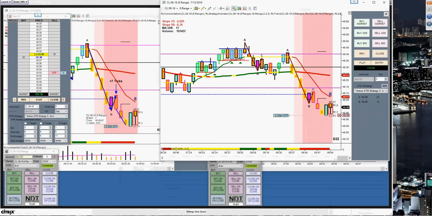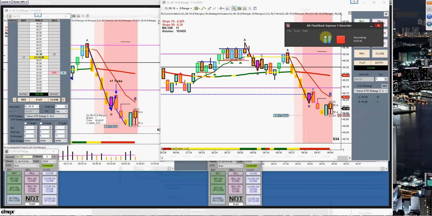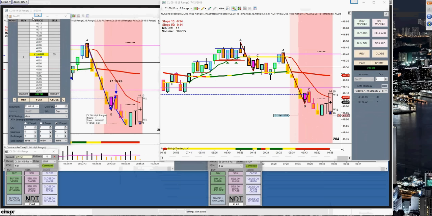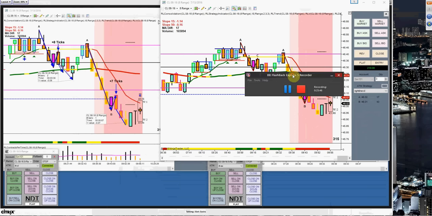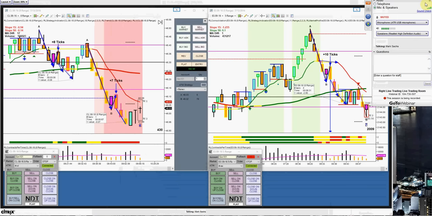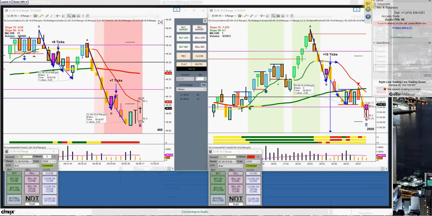All right, let me pause it and I'll come back once we get filled. Now we're going to leave the algorithmic system on. Order canceled. All right, guys, I'm done. I'm just going to make another algorithmic entry here if we get a continuation. I'm going to turn it off here so I don't get tempted.